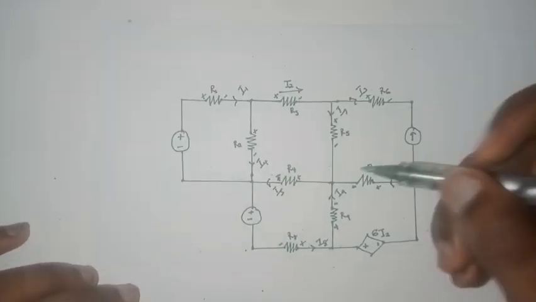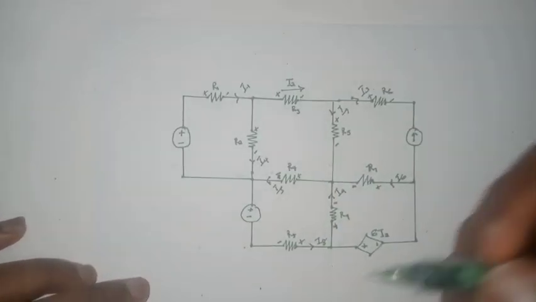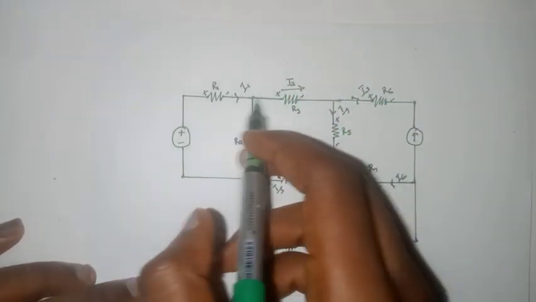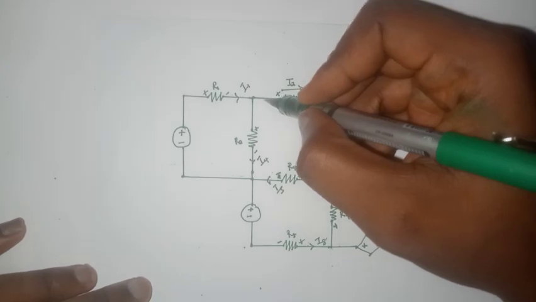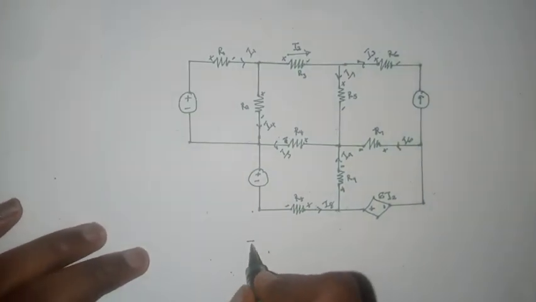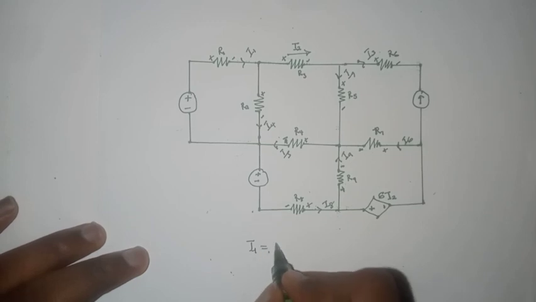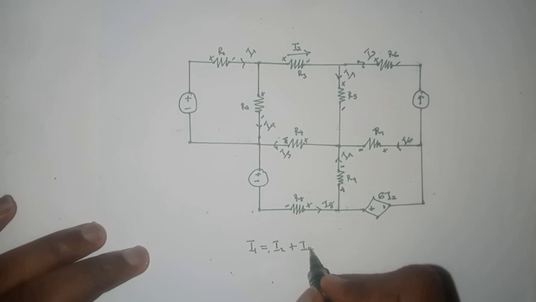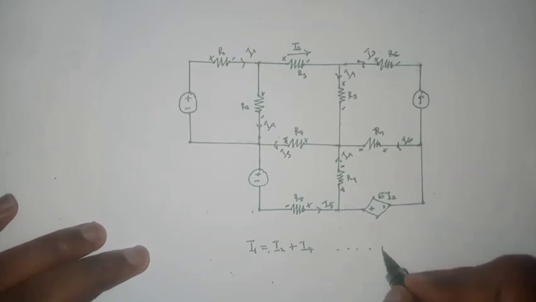It would be to write KCL equations at all the relevant nodes. Take this node for example. We have current I1 entering the node, currents I2 and I4 leaving the node. So we can say that I1 equals I2 plus I4. We can call that our first equation.